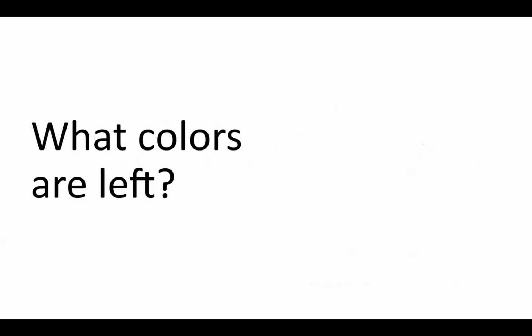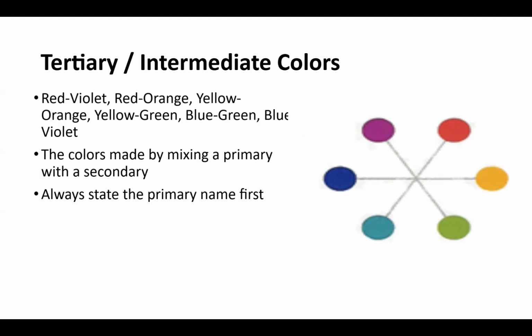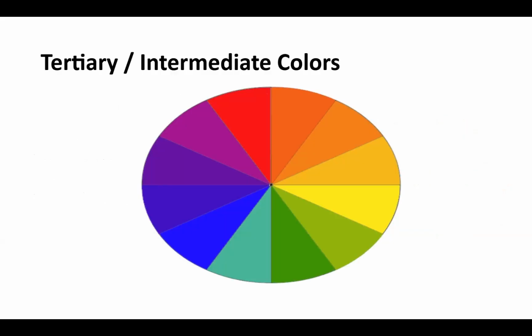Okay, what are we missing? The colors left are tertiary or intermediate colors. So this is red-violet, red-orange, yellow-green, blue-violet. These colors are made by mixing a primary with a secondary. And you always state the primary first. Okay, and there is our color wheel.